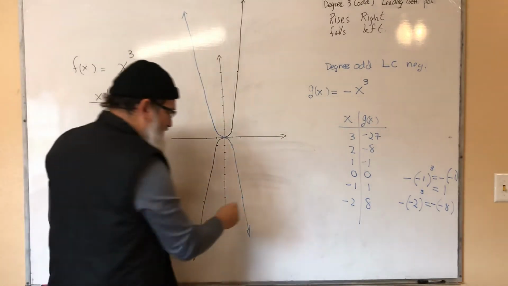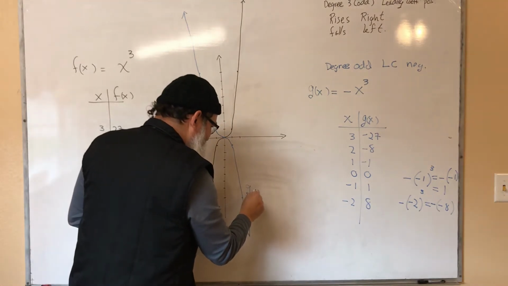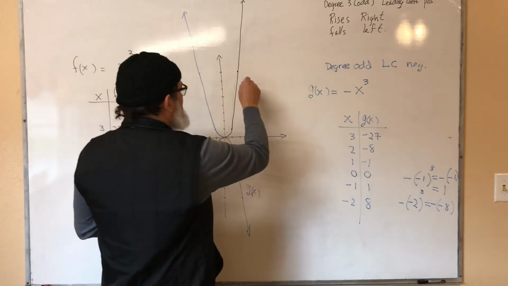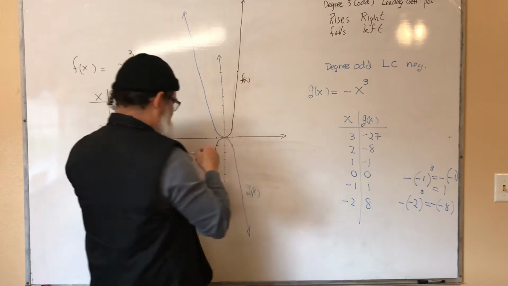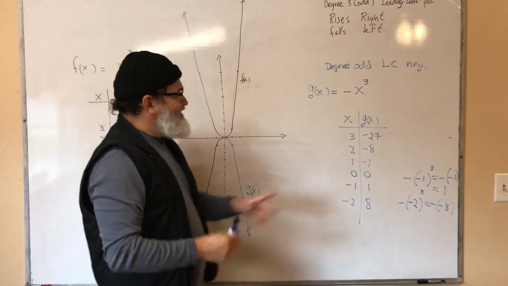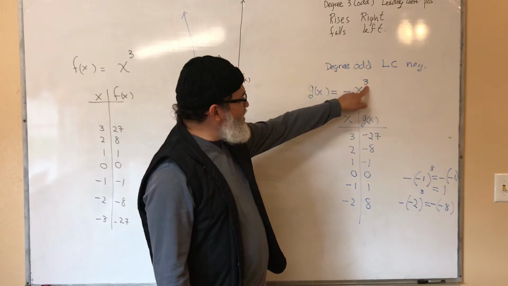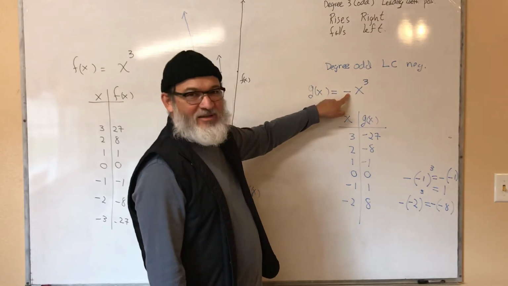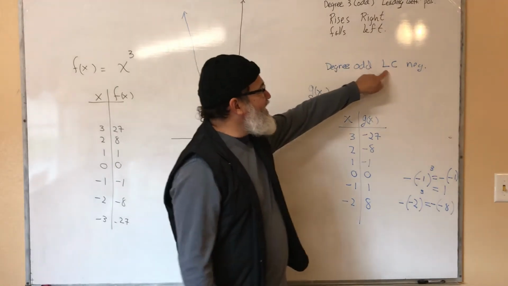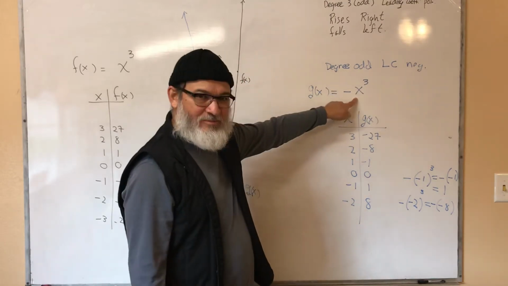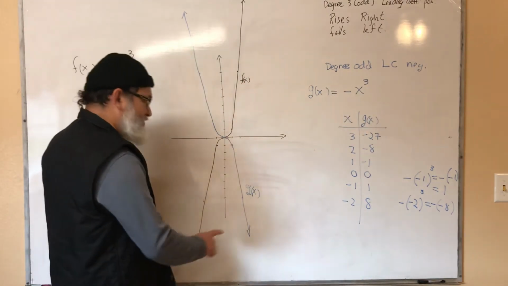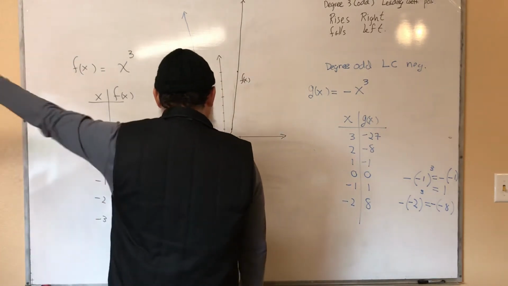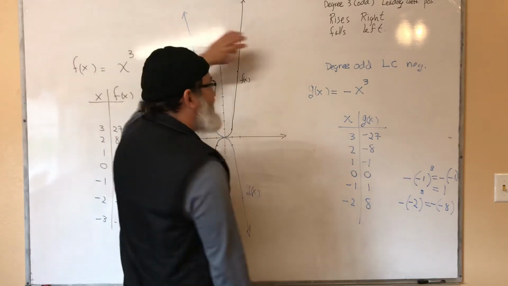Okay. So this is g of x, and this is f of x. Look at g of x. The degree is odd, the leading coefficient negative. Degree odd, leading coefficient negative, right here. Look at the behavior. What's the behavior? It falls to the right, rises to the left. The opposite of this?